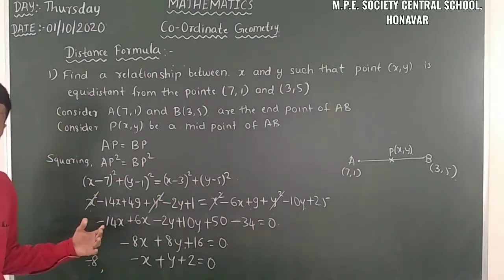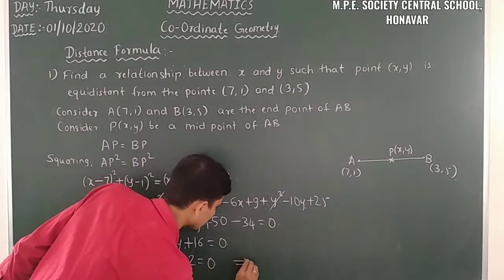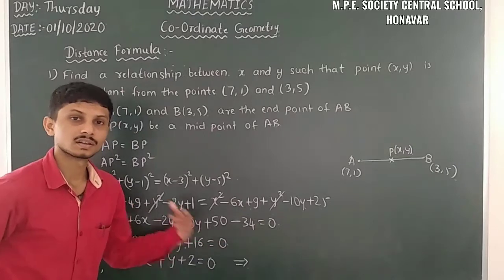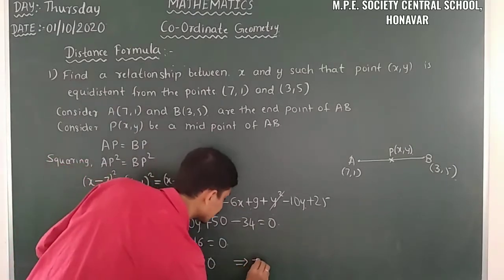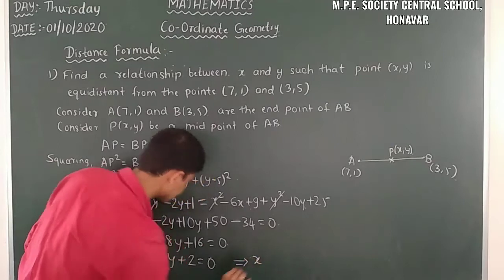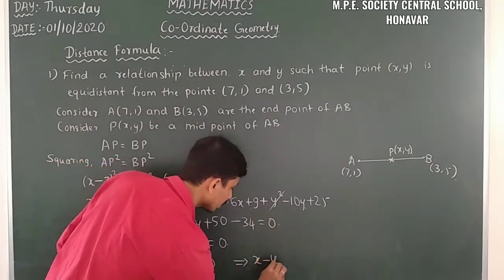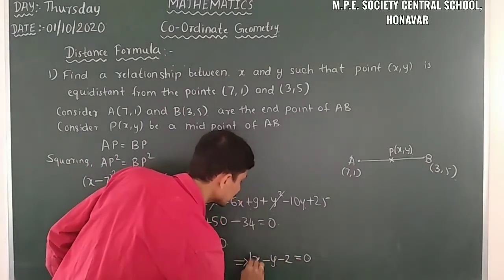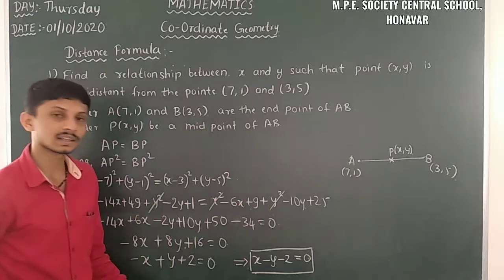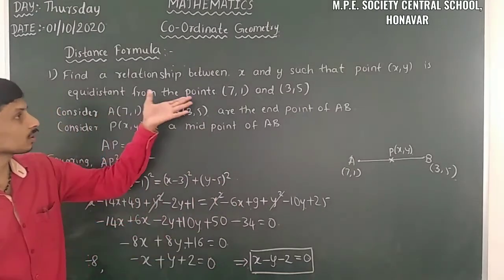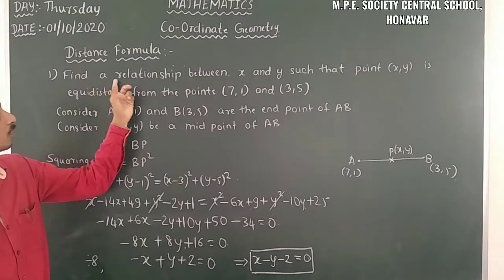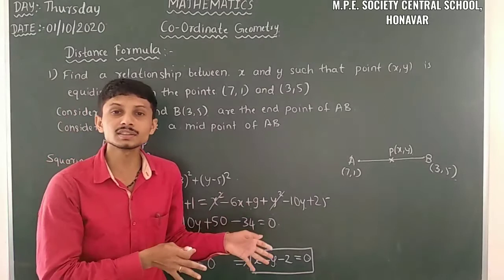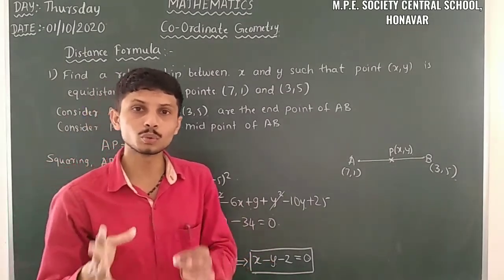Then we can also reduce it as, here we have to transpose all the things to the other side. What happens here? Minus x turns into plus x and plus y turns into minus y. Then minus 2 is equal to 0. This is the relationship we want in the case of this problem. That is, we have to find a relationship between x and y. Here the relationship between x and y turns into a linear equation in two variables.